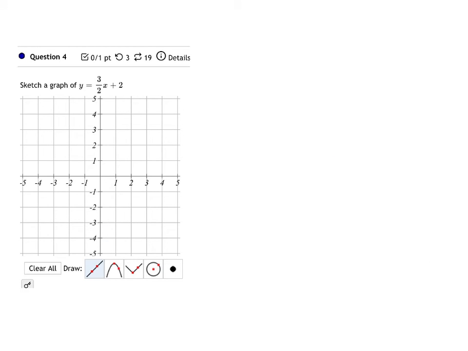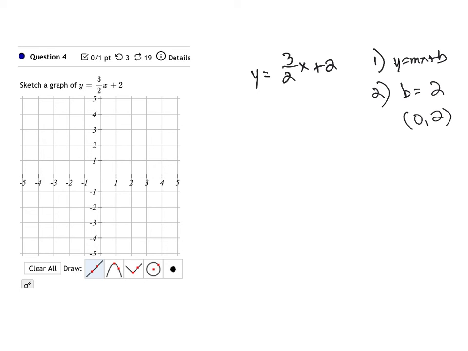All right, we're going to graph this. This one is already in y equals mx plus b form. So we're going to follow the same steps. It's in the form, so we've got it in form. We need to figure out what the b is. The b is 2. So that's the ordered pair 0, 2. So x is 0 and y is 2.